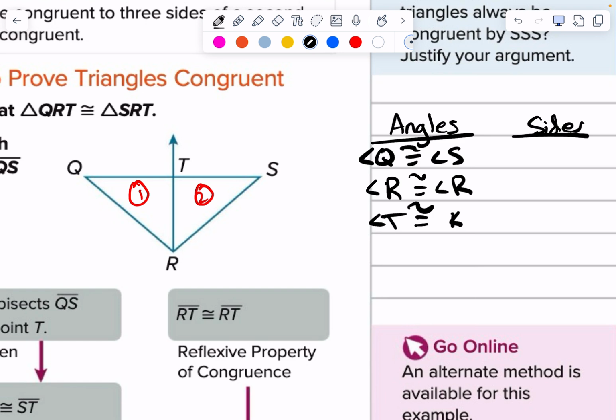Do you remember that being a pain in the butt? Yes? Okay, and then I start with the sides, and I say QR is the same as SR, and I go through all the sides. All together, that is how many parts? 6 parts, right? 3 sides, 3 angles. 6 parts total. Here we go. We're going to go from 6 down to 3.